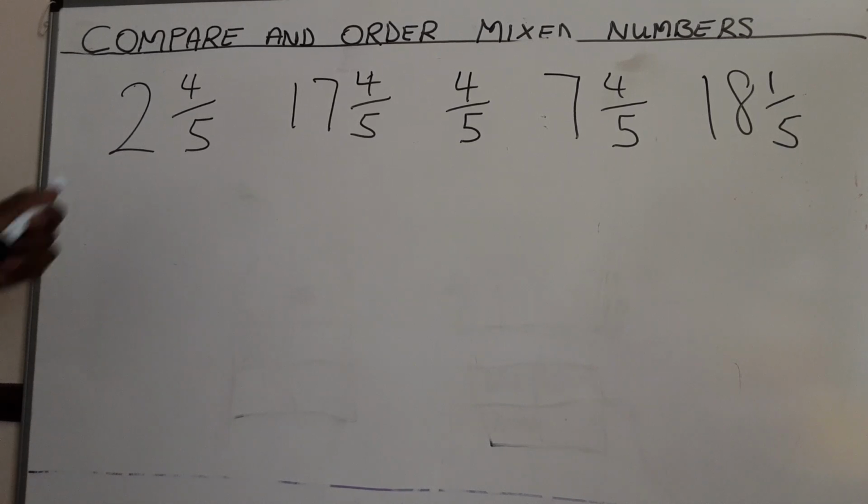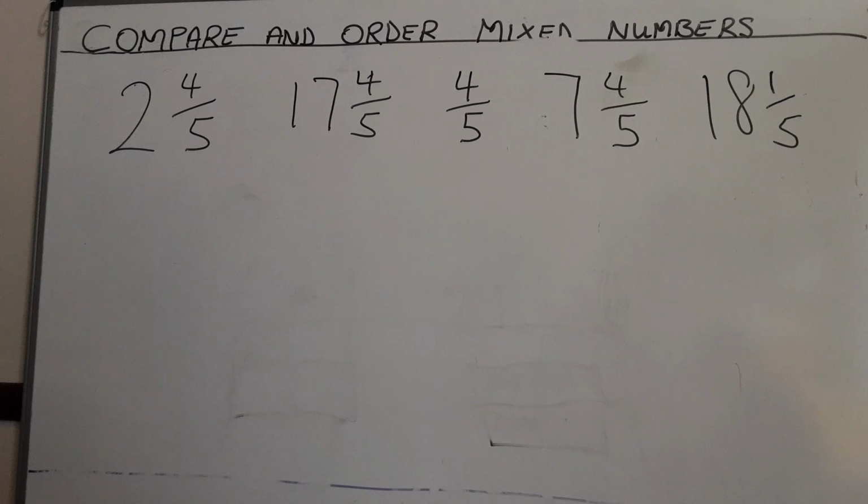Okay, I want you to have a go at this. Put the mixed numbers in order, starting with the smallest. Have a go at this. Well, I know you did very well. I know it's going to be easy for you because you've done so many examples. Yes, it's right.